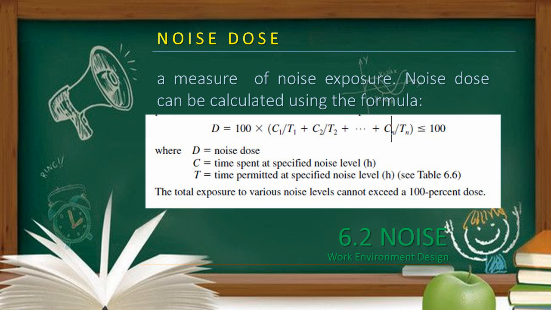Noise dose is a measure of noise exposure. It can be calculated using the formula on the screen, where D is the noise dose, C is the time spent at a specified noise level, in hours, and T is the time permitted at the specified noise level, in hours. OSHA uses the concept of noise dose, with exposure to any sound level above 80 dBA causing the listener to incur a partial dose.